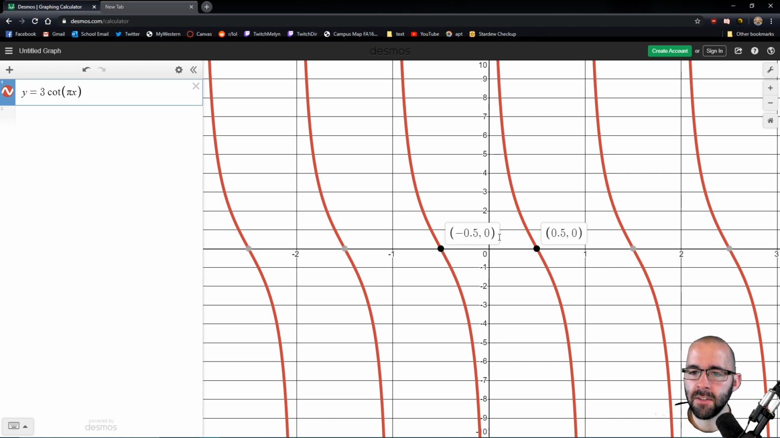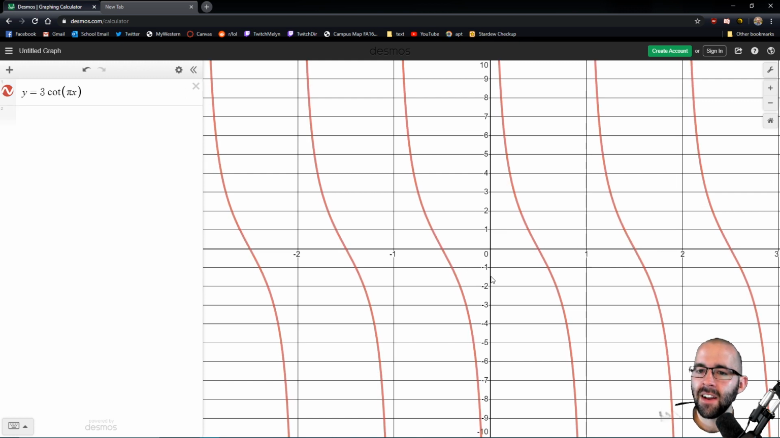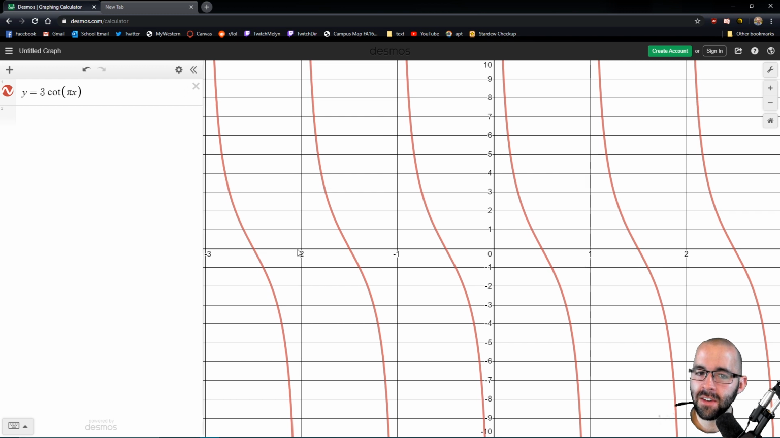So look, -0.5, 0.5, 1.5, 2.5, it repeats every 1 unit. Great. And then we said the asymptotes were at k, where k is any integer. So integers are like 0, 1, 2, -1, -2, -3. These are all integers, and they all have asymptotes right there. All right. So we got it. Easy as 1, 2, pi.